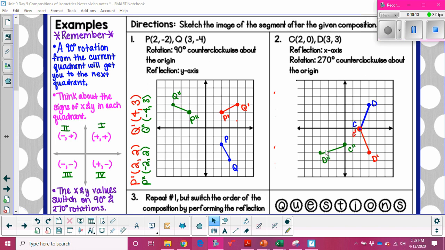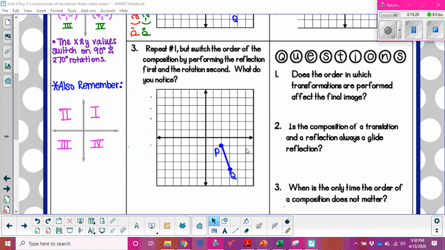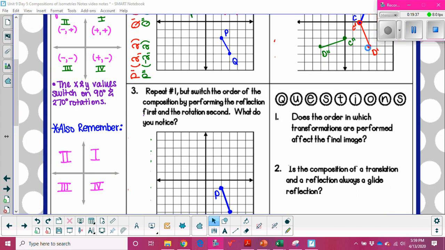Let's look at number 3 here. I want y'all to pause the video. Well, let me give you the directions first. What you're going to do is repeat number 1, but you're going to switch the order of the composition, performing the reflection first and the rotation second. I want you to sketch that out, and then I want you to tell me what you notice. So pause the video and work on that.